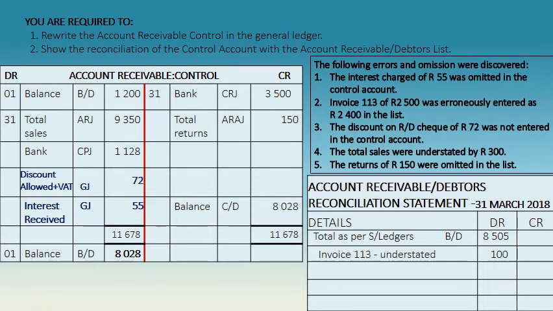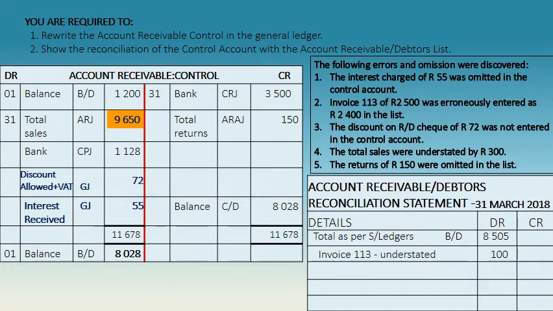Line transaction 4, the total sales were understated by 300 rand. Total sales are normally recorded in the general ledger. We therefore go to the debit side of the accounts receivable control, show the entry as total sales, posted from the accounts receivable journal, the total amount 9,650. The last transaction, it's line 5.